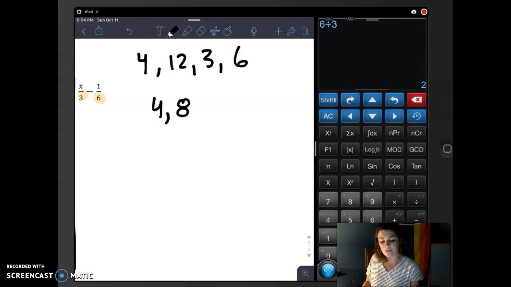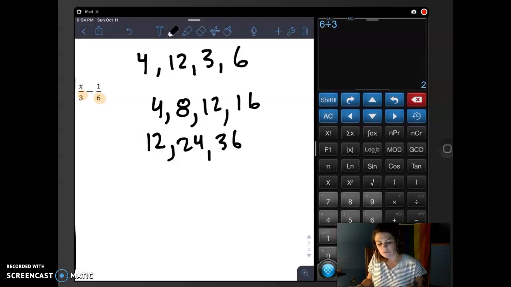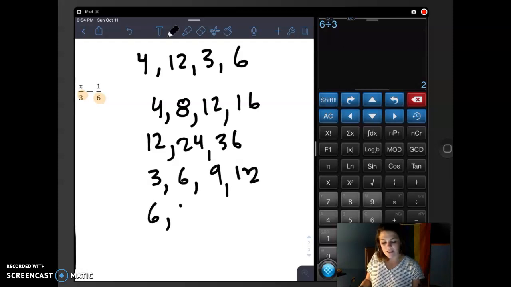4, and then times 2 is 8, and then times 3 is 12, and then times 4 is 16. I'm going to stop there. And then 12. 12 times 1 is 12. 12 times 2 is 24. And then I could keep going, but I'll give you the hint. Probably won't have to go too far into these lists. 3 times 1 is 3. Times 2 is 6. Times 3 is 9. Times 4 is 12. And then finally we have 6 and then 12. Oh, look at that. 12, 12, 12, 12, 12. 12 is the least common multiple.